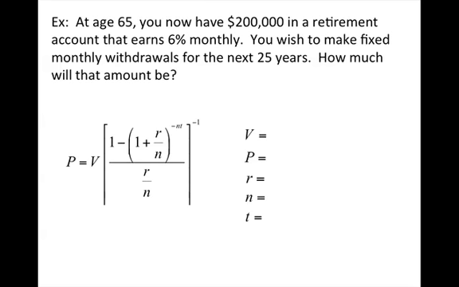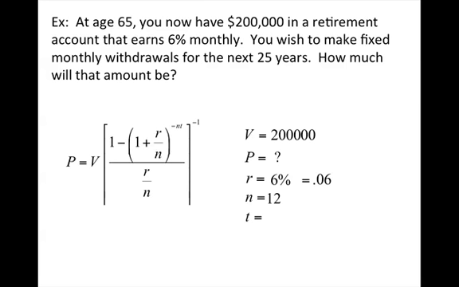V is the present value of the account, and that's the $200,000. P is the amount that I'm withdrawing, and that's what I'm looking for. R is the interest rate, which is 6%. If I divide that by 100, I get 0.06. N is the number of times compounded per year, so N is 12 since it's being compounded monthly.